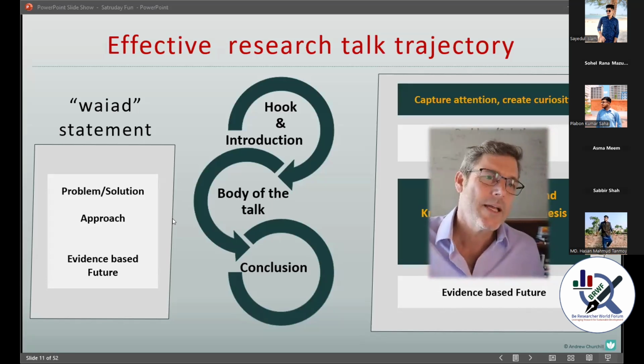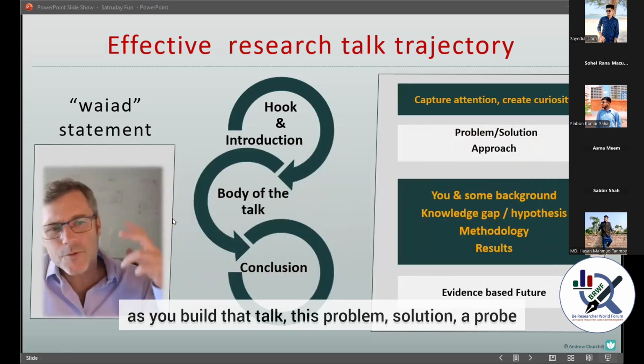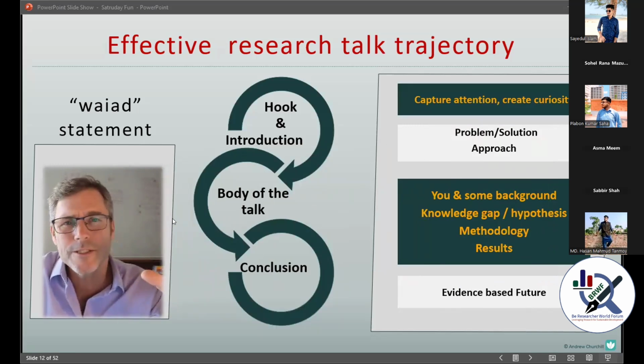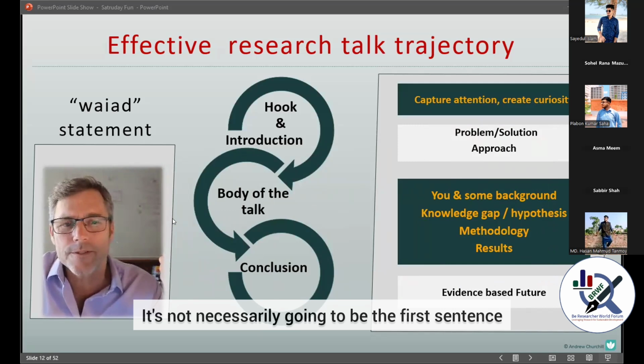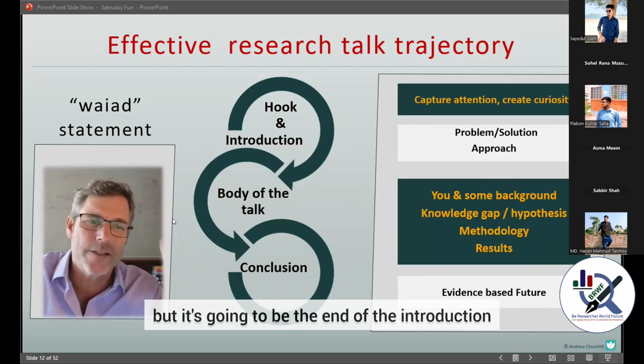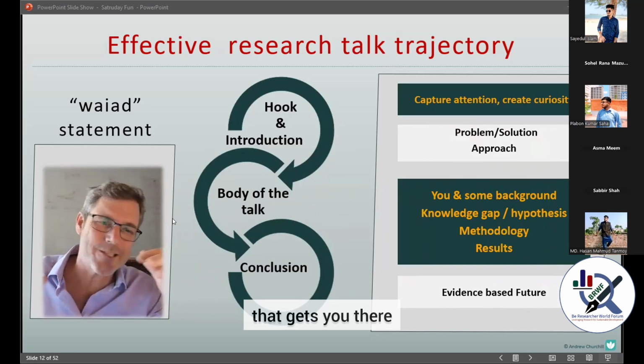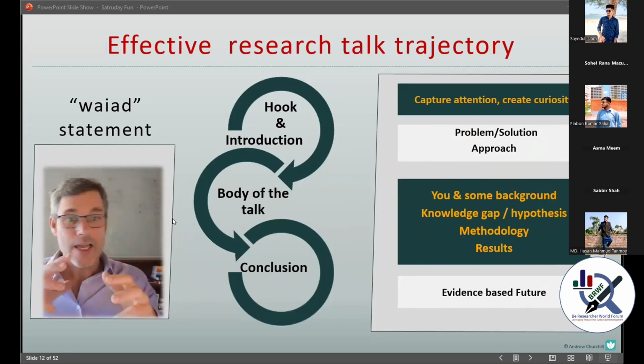Okay. And as you build that talk, this problem solution approach isn't necessarily going to be the first sentence, but it's going to be the end of the introduction. You're going to do something in your introduction that gets you there. And then you're going to do your talk.